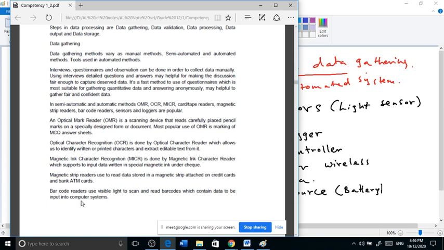Barcode readers use visible light to scan and read barcodes which contain data to be input into the computer system.